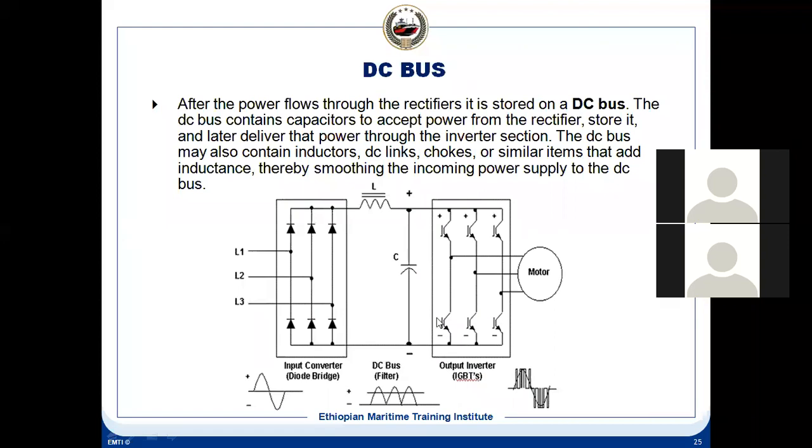We will study in detail how it converts DC into AC. That is the function of the inverter. The converter function is only to convert AC into DC. Hope this DC bus is clear.